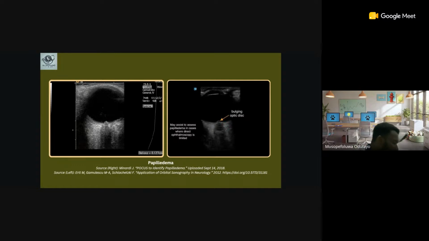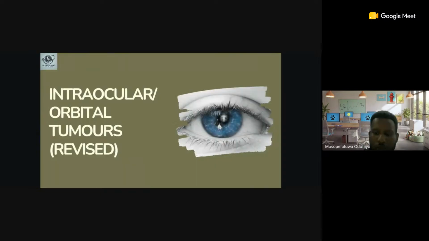So optic neuritis can present with bulging optic disc and increased ONSD because of inflammation. Papilloedema can also present with bulging optic disc and increased ONSD because of raised intracranial pressure. Both are differentials.